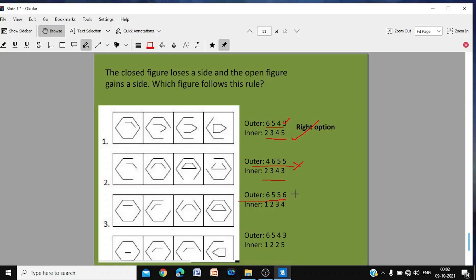It's not progressively decreasing. Although 1, 2, 3, 4 is progressively increasing, the outer figure is not progressively decreasing in the number of sides. And the last one, 6, 5, 4, 3. It's okay. The outer figure progressively decreases, but inside you got 1, 2, 2, 5. Obviously not progressively increasing. It should be 1, 2, 3, 4 or 2, 3, 4, 5. It cannot be 1, 2, 2, 5. So it's not following the rule. So the only option you have got is number 1.